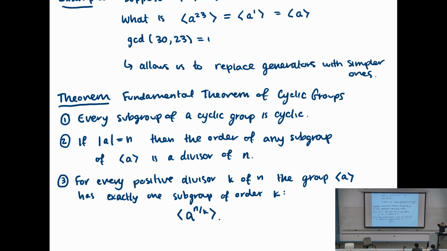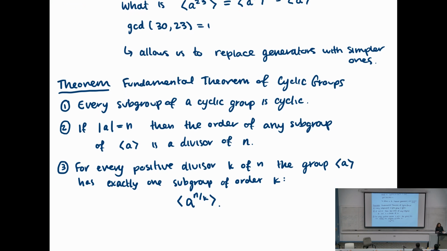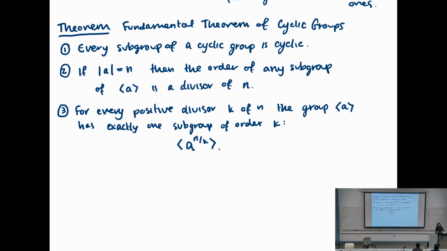Okay, so this part 3 is really powerful because basically it says if I hand you any cyclic group, once you know its order, then you know what all of the subgroups are. I guess once you know its order and a generator, you know what all of the subgroups are. Okay, so first let's do a quick example just to illustrate this.